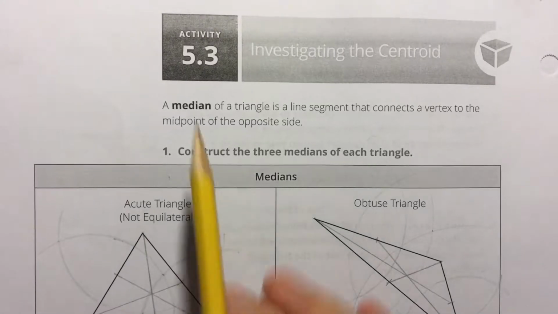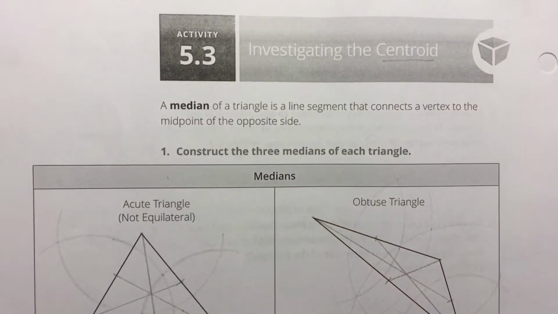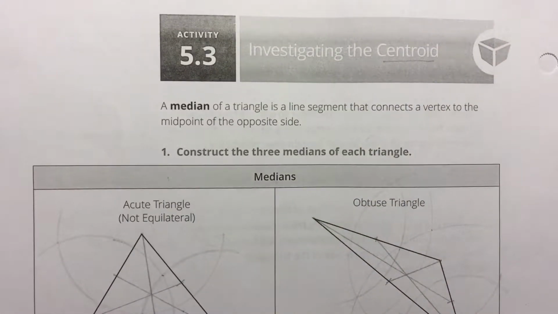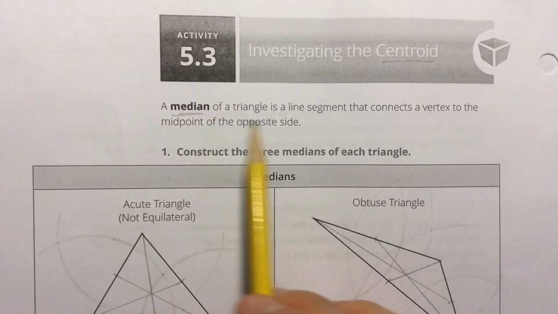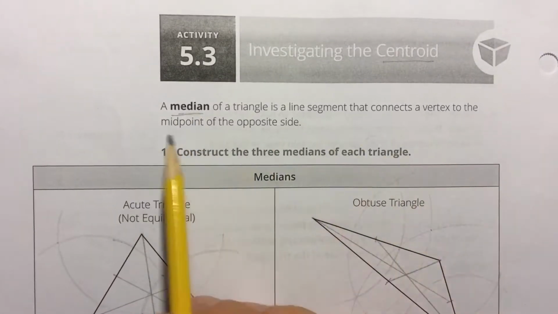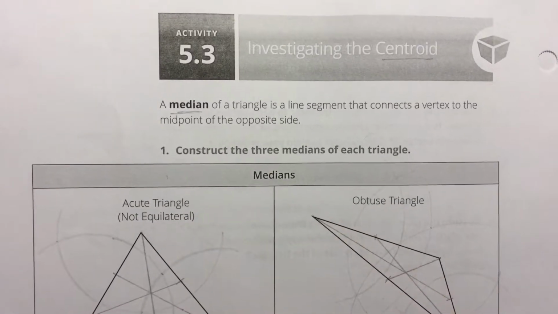We are here in activity 5.3 looking at investigating the centroid. So 5.1 was talking about a circumcenter, 5.2 was talking about an incenter, and now in 5.3 we're talking about the centroid. It gives us a little definition here to lead off. A median of a triangle is a line segment that connects a vertex to a midpoint of the opposite side. So it says construct the three medians of each triangle.